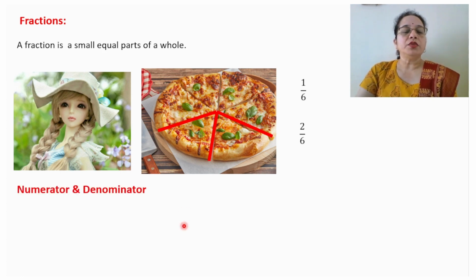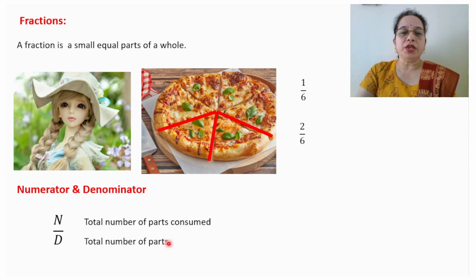So now here comes numerator and denominator. So this is numerator and this is denominator. Above the line is called numerator and below the line is known as denominator. What is numerator? Total number of parts consumed by Sia, that is 2, and total number of parts in the pizza is 6. So the fraction will be 2/6.